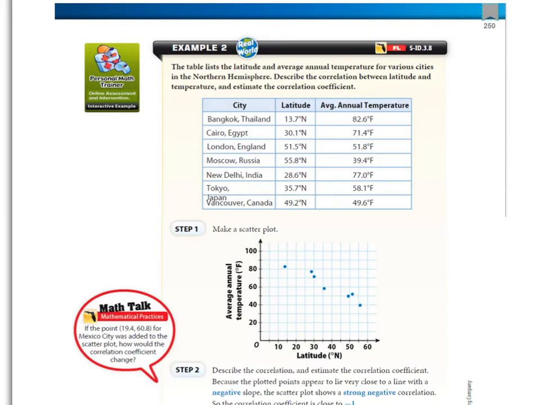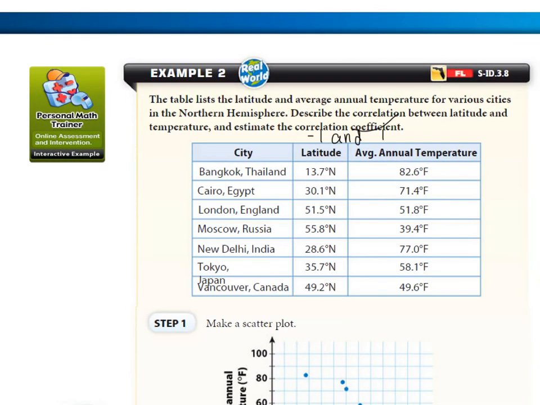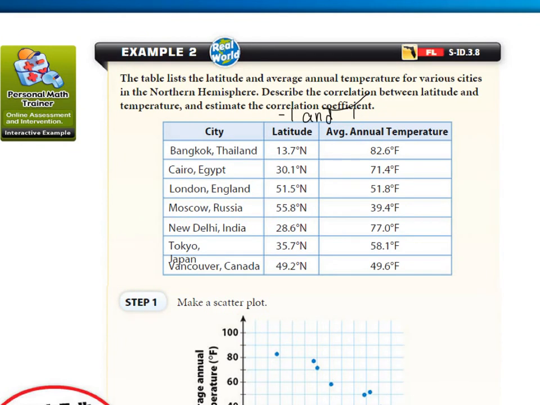Here in example 2, they've walked us through a table listing latitude and average annual temperature. They want us to describe the correlation and then estimate the correlation coefficient. And again, that coefficient is that R value, which is between -1 and +1. -1 if it's going to have a strong negative correlation, +1 if it's a strong positive correlation, and 0 in between if it's no correlation. So they have their categories.